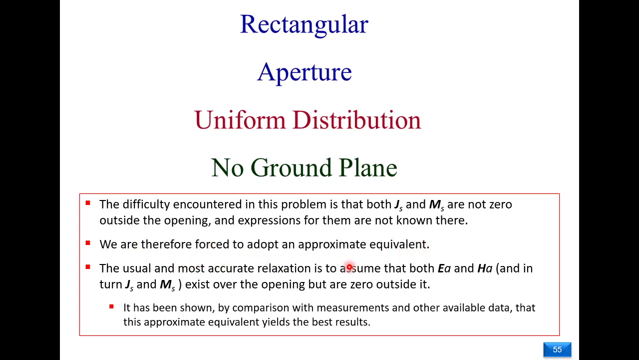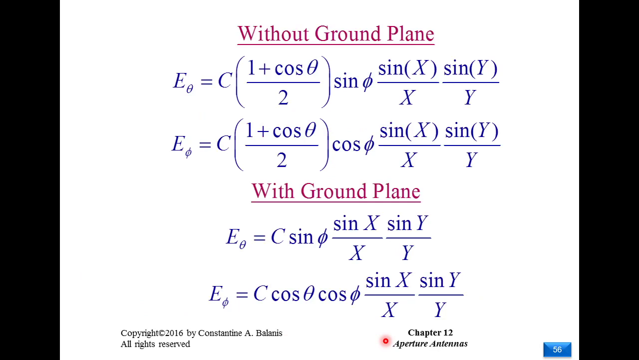So what kind of approximations would we use for this? The usual and most accurate approximation is to assume the surface field, or the tangential field, exists over the opening only, and it is zero outside. By measurements and by other means, it has been shown that this is a good approximation. So our problem in this case, with a ground plane, is that we have just Ms.